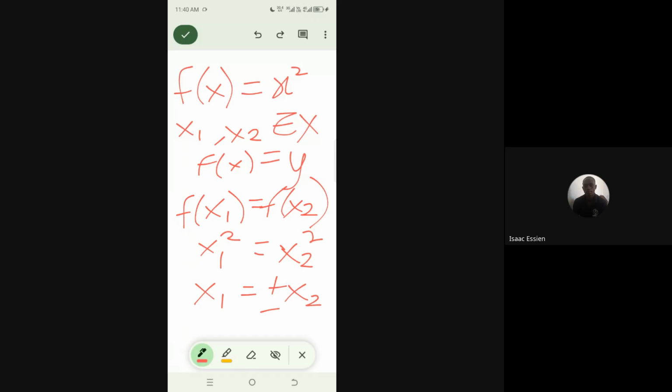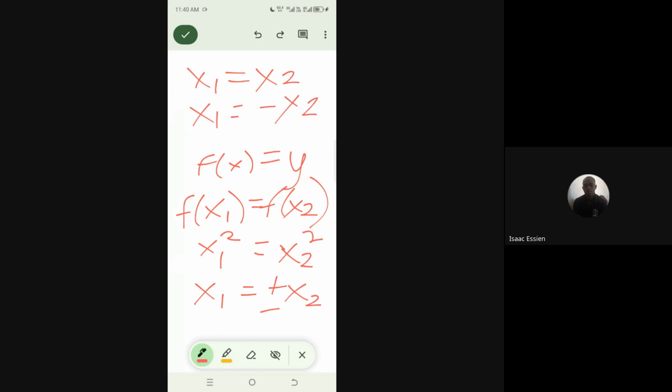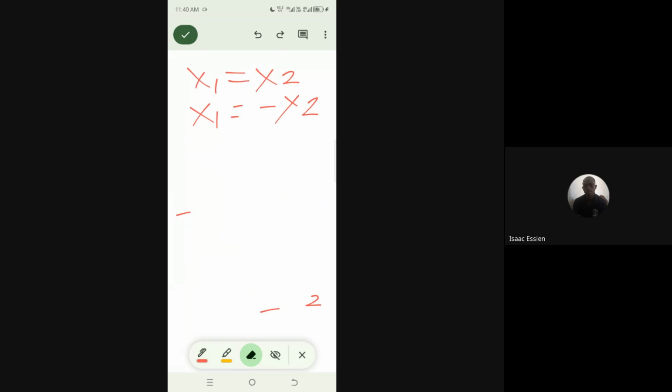So what happens now is that this implies that x1 is either equal to x2 or x1 is equal to negative x2. And when you have something like this, they are trying to tell you that the function maps to two elements in there. So let's say we have x and then y, and you have x squared. So you have 2 and negative 2.